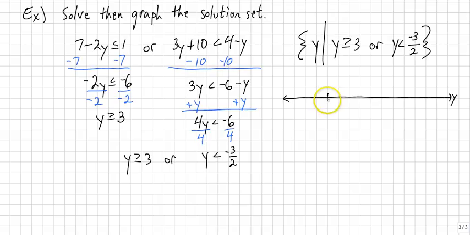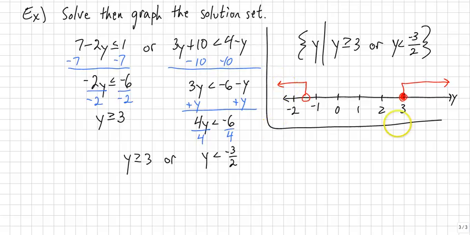Let's see, so if this is 0, then we got -1, -2. And we'll have 1, 2, 3. That should fit. So greater than or equal to 3 would be closed dot, shade to the right. Less than -3/2 would be open dot, shade to the left. So this would be what we think our solution is.